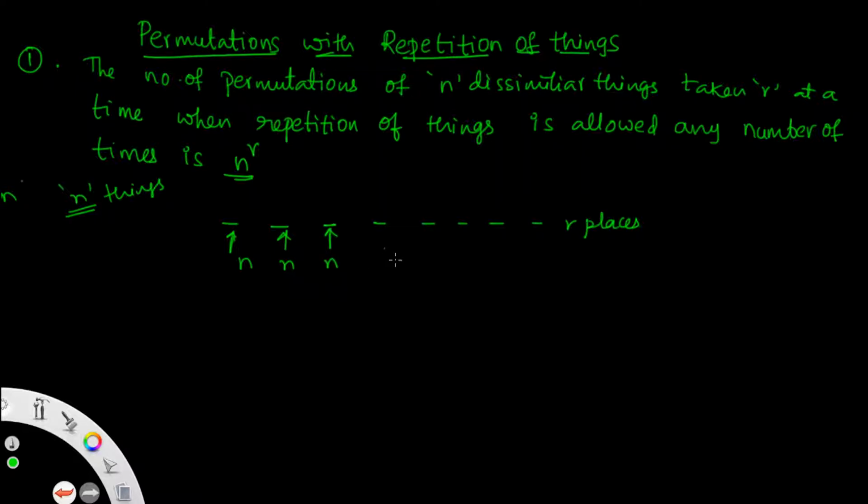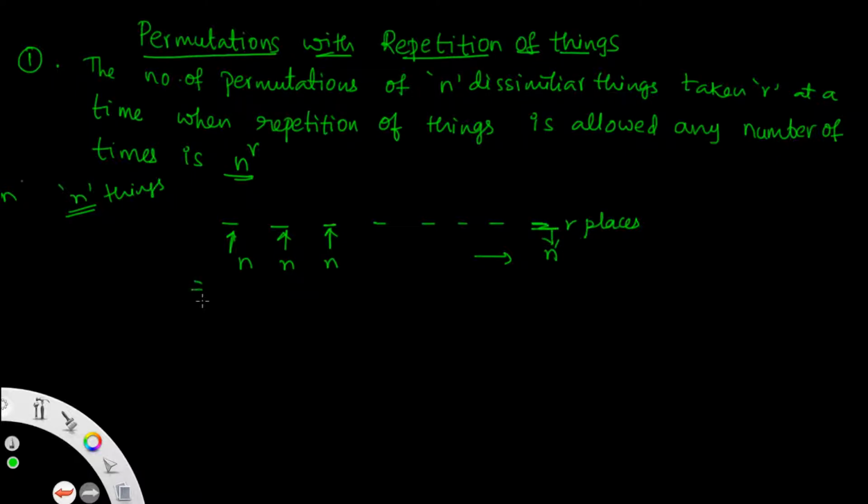So each and every blank place can be filled by any one of the n dissimilar things in n ways, and the third blank place also can be filled with any one of the n dissimilar things in n ways. Therefore every blank place can be filled in n ways only. So by the counting principle, the r blank places can be filled in n times.